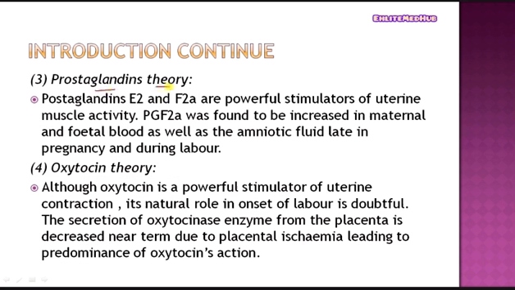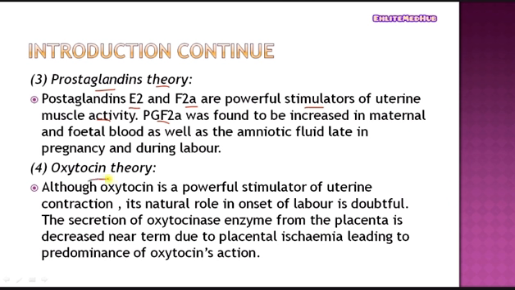Third is the prostaglandins theory. Prostaglandins E2 and F2α are powerful stimulators of uterine muscle activity. Prostaglandin F2α was found to be increased in maternal and fetal blood as well as the amniotic fluid late in pregnancy and during labor. So prostaglandin F2α specifically, which is a stimulator of uterine muscle activity, was found to be increased in maternal and fetal blood as well as the amniotic fluid in the third trimester of pregnancy and during labor. Hence, it is suggestive that it has a role to play in the onset of labor.